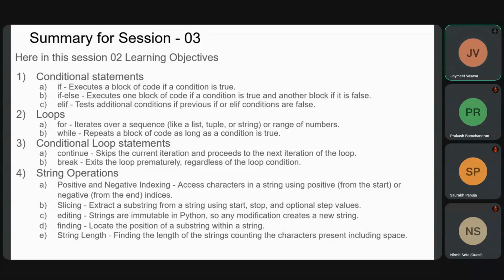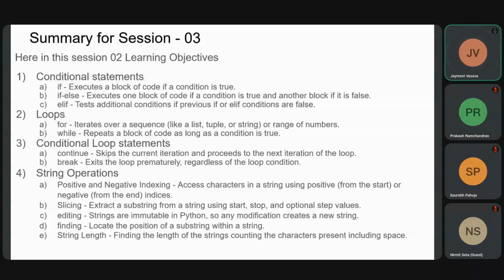Then comes the loops. We discussed the for and while loops. The for loop iterates over a sequence or a range of numbers. A while loop repeats a block of code as long as a condition is true. Then come the loop control statements. Using the keyword continue skips the current iteration and proceeds to the next iteration of the loop, whereas break exits the loop prematurely, regardless of the loop condition.